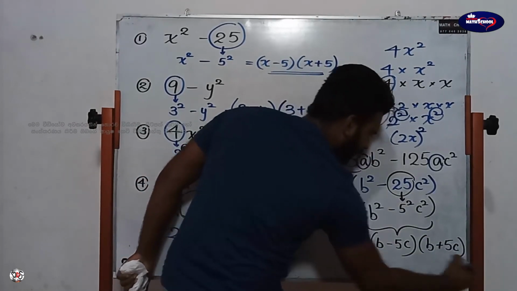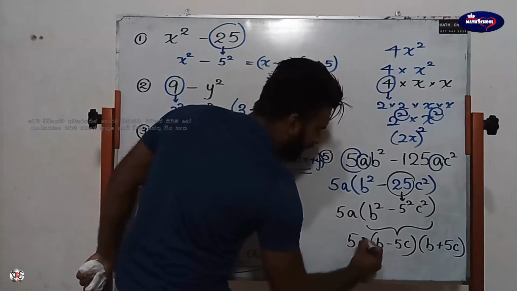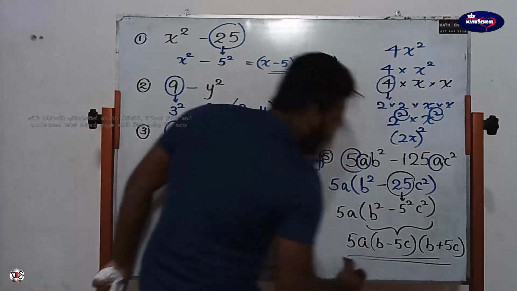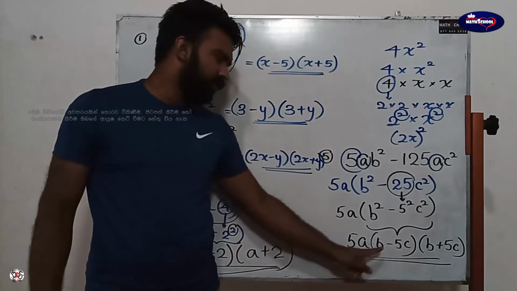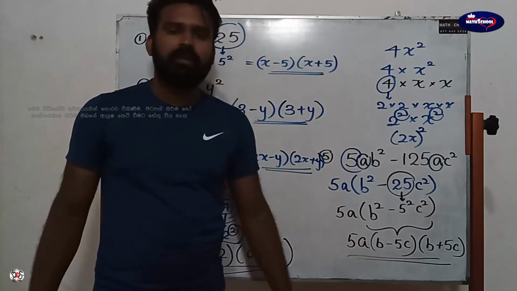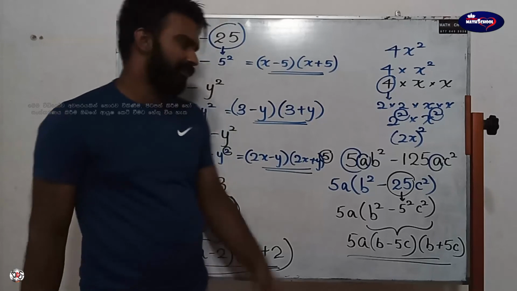Right? In front of that we had 5a as the common factor, so keep it as the common factor. So the final answer will be 5a into b minus 5c into b plus 5c. That's all. Right. Take this down.